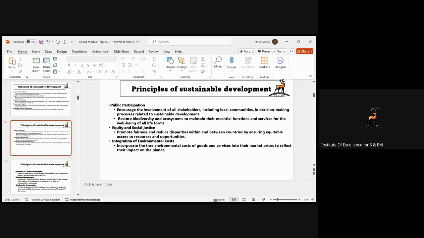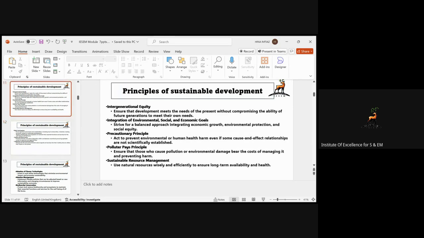And again, we have to introduce processes for the integration of environmental costs, that we incorporate the true environmental cost of goods and services into their market prices to reflect their impact on the planet. We don't have to cover up such processes. We have to incorporate the true picture. We have to depict the true picture in which they are damaging the planet. We have to be very honest with our jobs and with the environment as well.